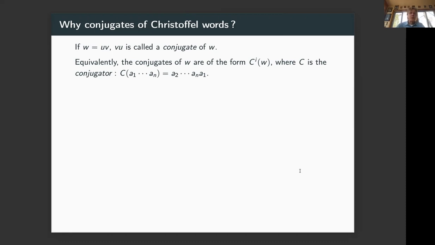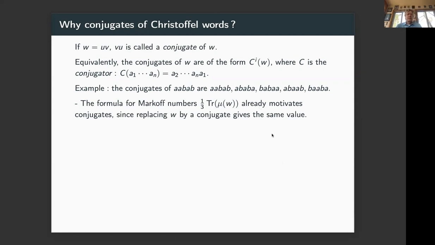C of a word, where here the a_i are letters: you take this word, you take the first letter of the word and put it at the end. And if you continue iteratively, you obtain all conjugates of the word. So for example, the conjugates of this word AABAB, you have these five words, including itself. And each time I put the first letter at the end.